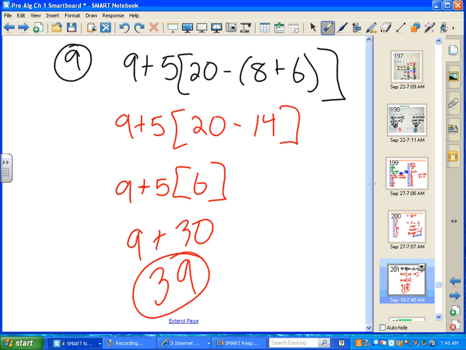Got it? That is a tricky one because of this little guy right next to that bracket. They're trying to trick you. I got these problems from the book. They're trying to trick you. Don't let them trick you. Okay, what other number? 14. Donatus, do you have a question on this one?